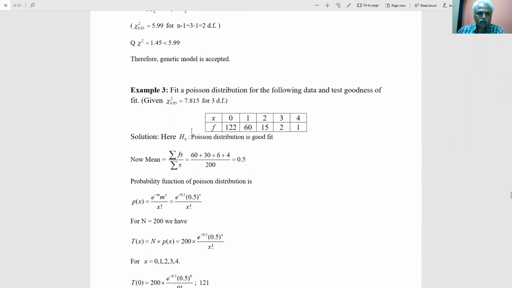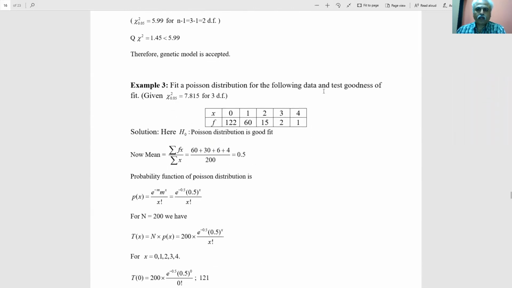Similarly, now fit a Poisson distribution for the following data and test whether that Poisson distribution is good for it or not. Many a times we feel whether the Poisson distribution is correct or binomial distribution is correct, or which distribution is correct. For that, there is a testing method here. Given any data, how to fit a Poisson distribution. This is the practical distribution. Expected is, suppose it is following a Poisson model.